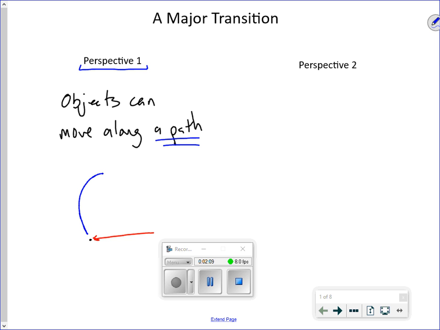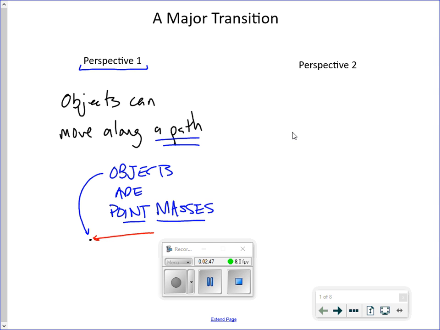And that means that we're assuming something about the object. That is the big assumption we've been making: that objects can be simplified to just be what we call point masses. Now, we're not saying that everything is a point mass, but so far we've treated everything like it is. We've treated everything like the only thing that pushing an object can do is make it move along some sort of path. But that's not what objects really are.